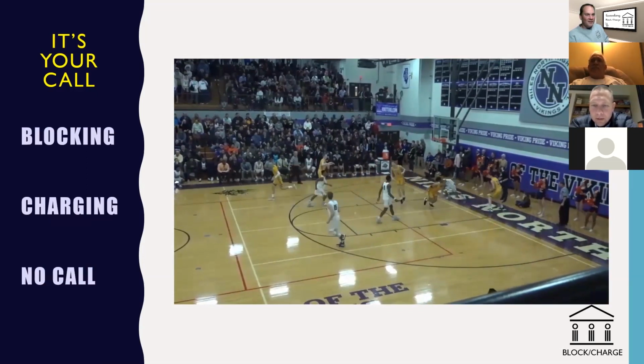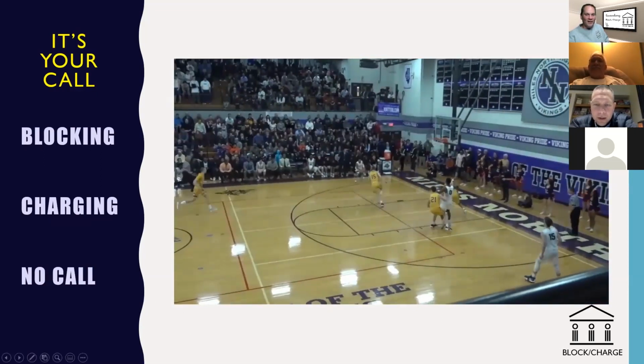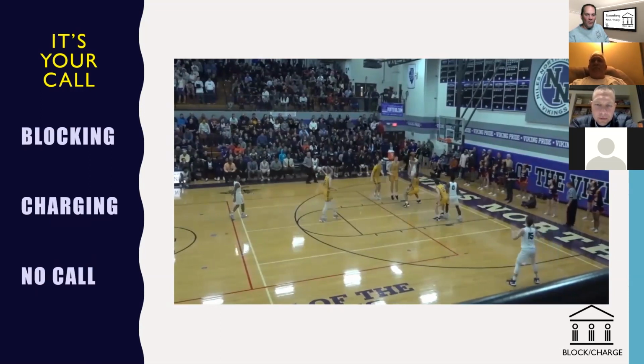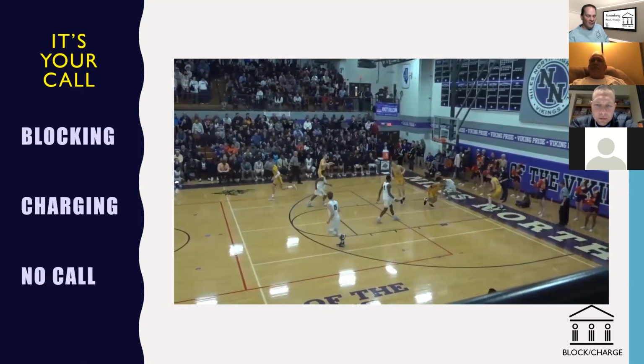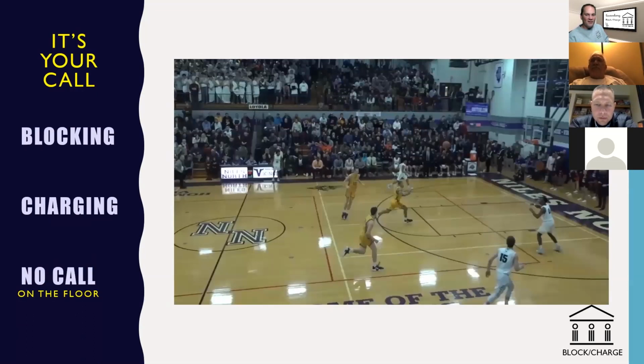Now, the last group I showed this to, they didn't like this one. I thought he had defensive position on him. What does he do, which makes this look kind of bad? He kind of starts to fall down, right? There was no call on the floor. They passed on it.